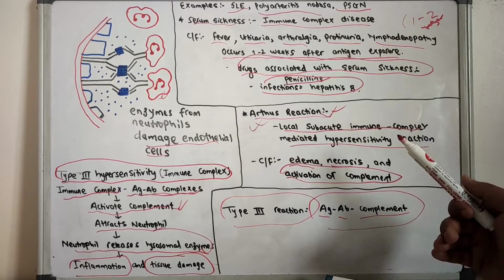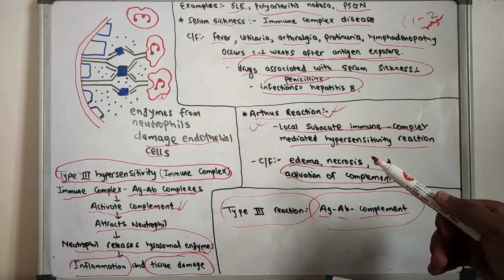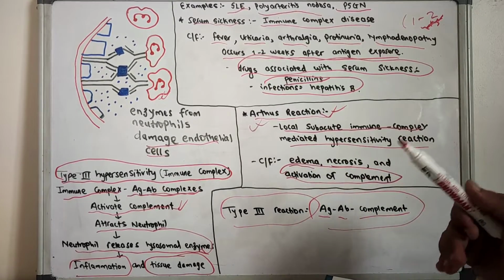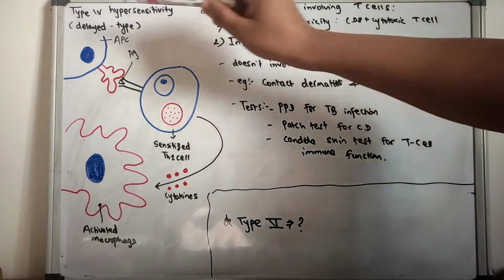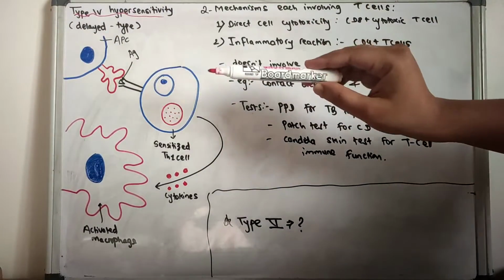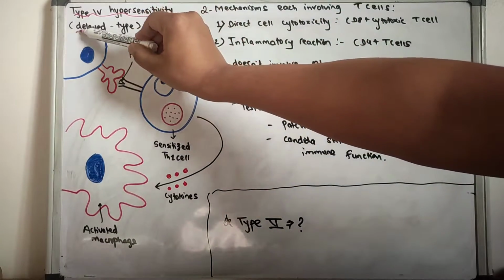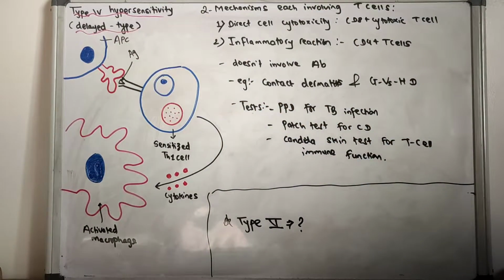So this is the type 3 hypersensitivity reaction. Now let's discuss the type 4 hypersensitivity reaction. Going towards the type 4 hypersensitivity reaction, it is the delayed type of hypersensitivity reaction.